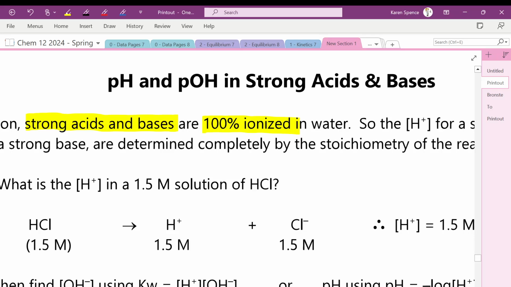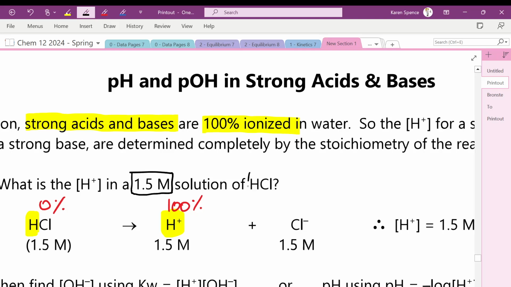So if you have an H, say on HCl, 100% of it ends up dissociated. Yes? And how much do we have left of the HCl stuck together? 0%. Okay.